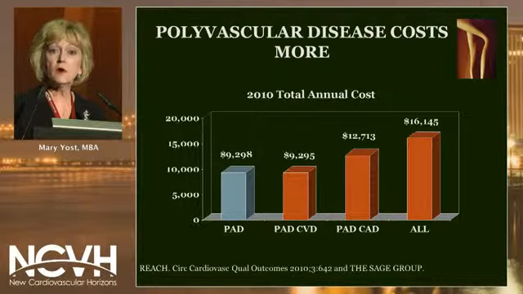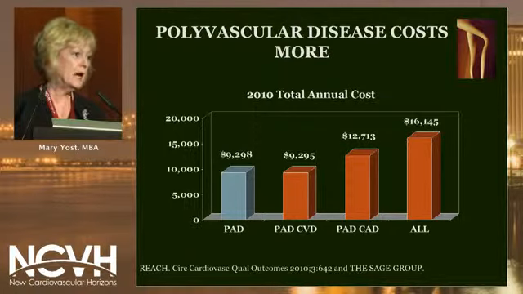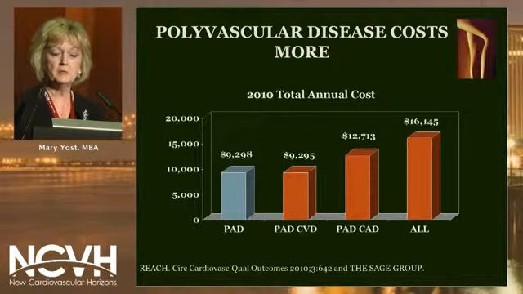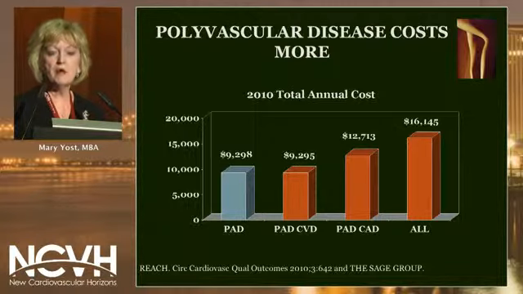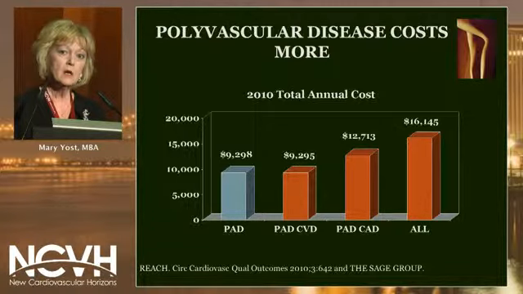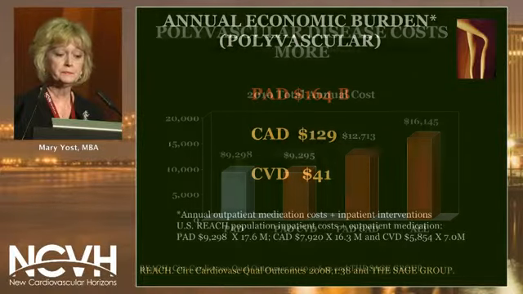Polyvascular disease turns out to cost more. If you have PAD, it costs about $9,300. This is the REACH registry again. If you add another disease and another disease, by the time you have all three diseases together, the cost exceeds $16,000 annually.